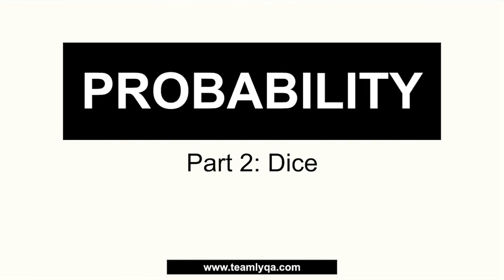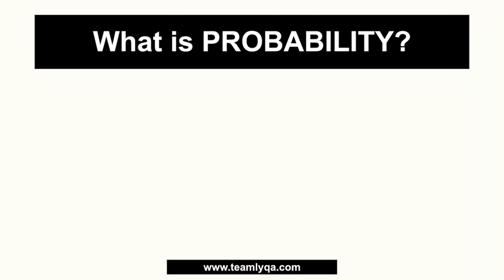Part 2 ng ating series on probability. Napag-usapan na natin dati yung coins. Again, if you haven't seen that yet, li-link ko na lang dito sa taas I button natin. Yun yung inuna ko kasi yun yung pinaka-basic. And hopefully, pag napanood nyo na yun, madali na sa inyo mag-transition into this. Kasi I'm going to add one more situation na mas komplikado dun sa mga problems na pinag-usapan natin dun sa coins. Okay? So, quick refresher lang.